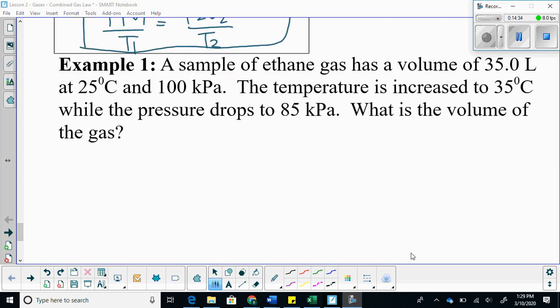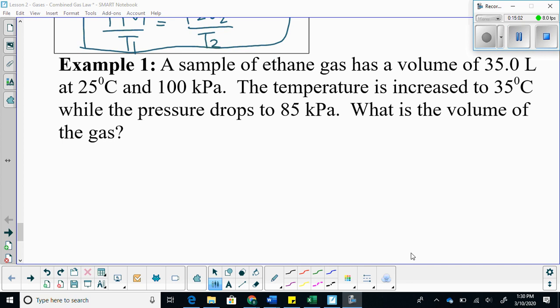Okay, you will notice that I will use the formula without the denominators just because it's an easier one for students to use. Feel free to use any. Let's do an example. A sample of ethane gas has a volume of 35 liters at 25 degrees Celsius and 100 kilopascals. The temperature is increased to 35 degrees Celsius while the pressure drops to 85. What is the volume of the gas?